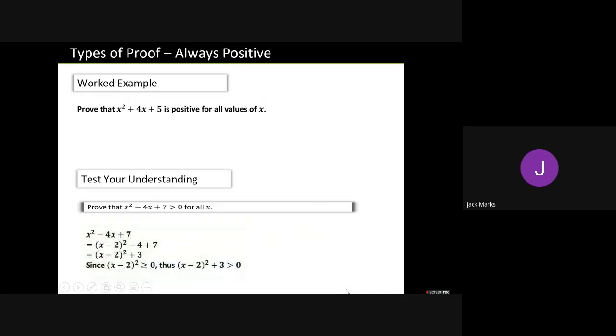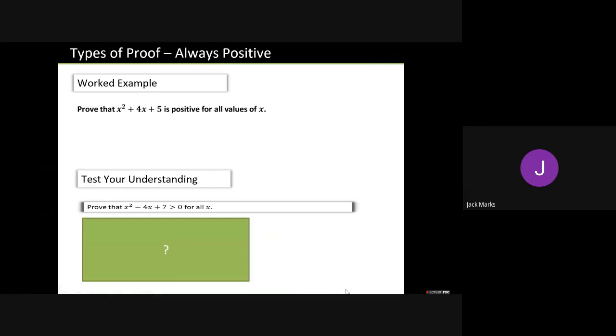I'm going to go over a couple of very common ones because I think they come up quite a lot. So the first one we're going to do is prove that something is positive for all values of x. So in other words, this x squared graph never goes into this territory. It's always up here.